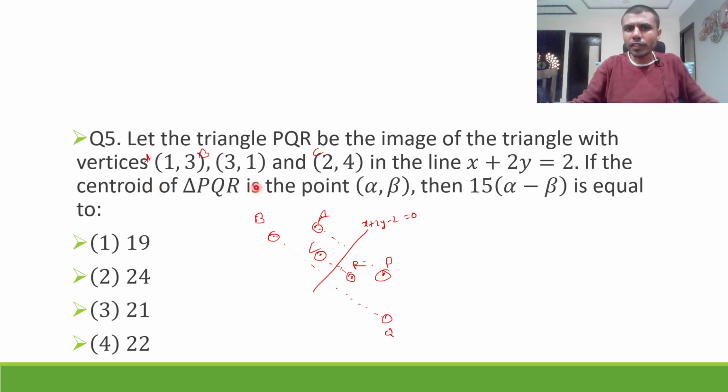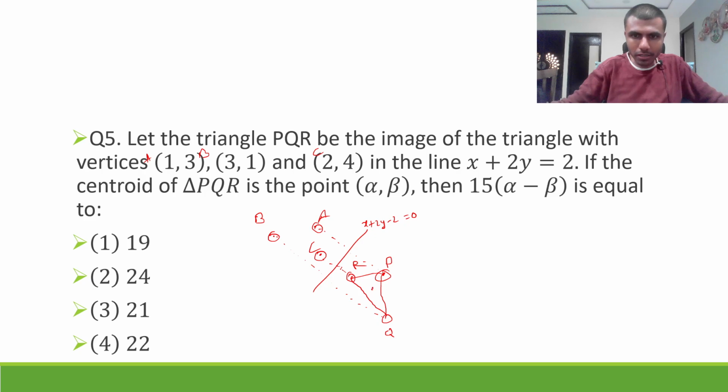If the centroid of triangle PQR, now they are telling us we need to find the centroid of triangle PQR, is (alpha, beta), then 15 times (alpha minus beta) is how much? Now see, if P is the reflection of A, Q is the reflection of B, R is the reflection of C.